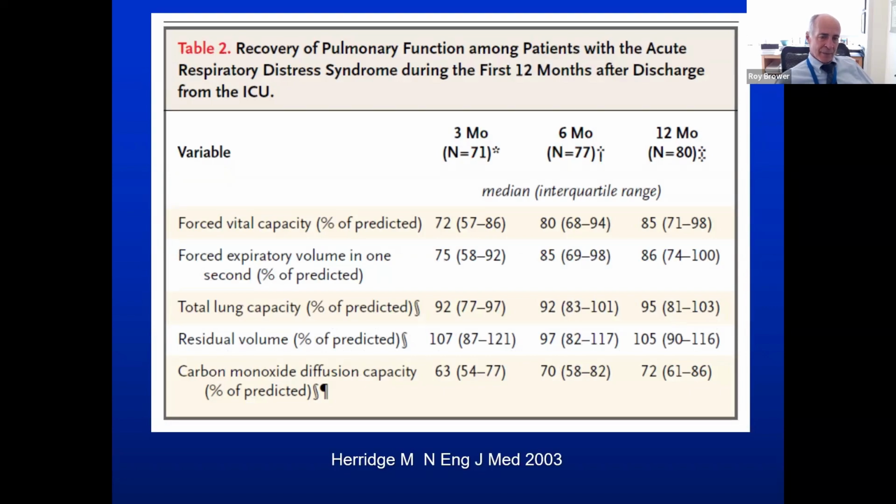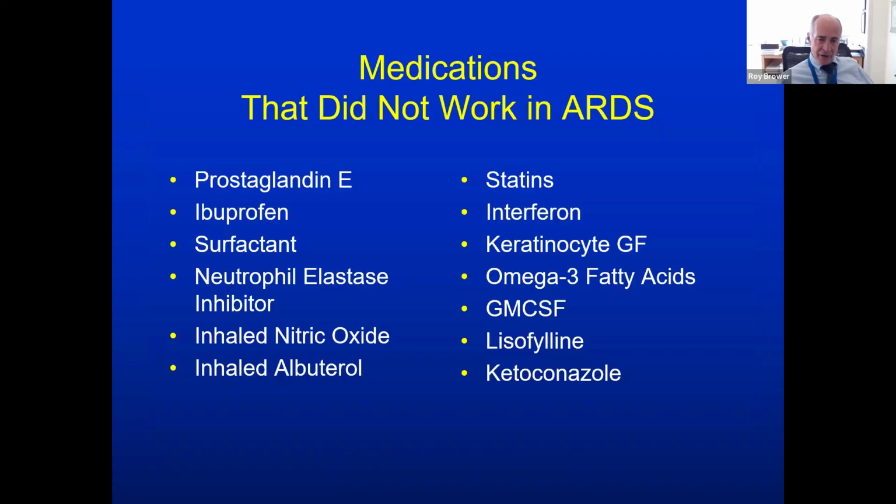Here we see forced vital capacity, percent of predicted. At 1 year, the FVC was 85% of predicted. The total lung capacity, shown in the middle row, was 95% of predicted. Carbon monoxide diffusing capacity, 72%. That's mildly reduced, but it's more reduced than these other estimations of lung function. But with 72% of your diffusing capacity, that's enough for most people to do what they want to do with exercise and physical activity. So lung function fares pretty well.